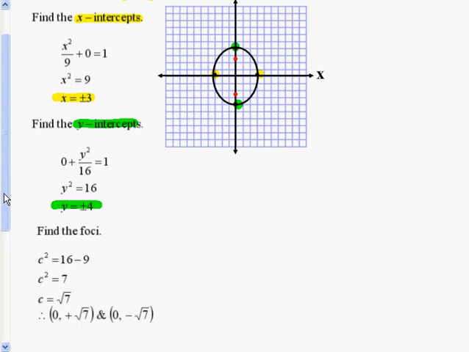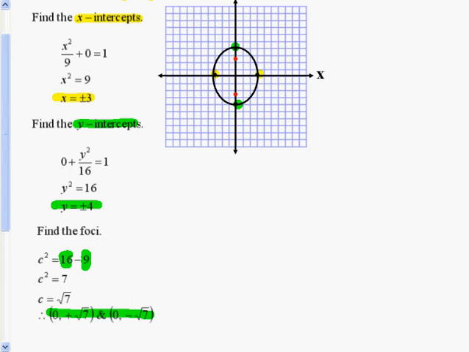And for me, the simplest way to remember the equation is that c squared will equal the larger denominator minus the smaller denominator. So this gives us that c squared is equal to 7. So c is the square root of 7. And that allows us to conclude that the foci are at 0 plus root 7 and 0 minus root 7, which I've shown in the coordinate plane with the red dots.